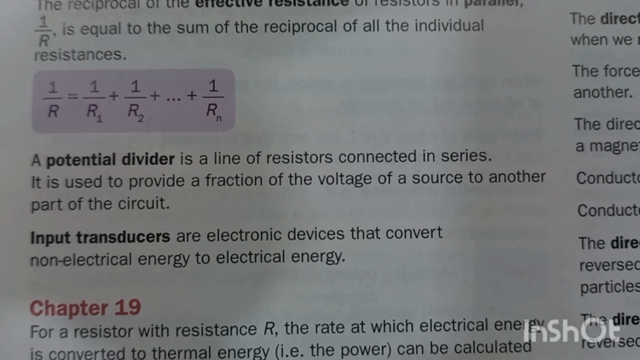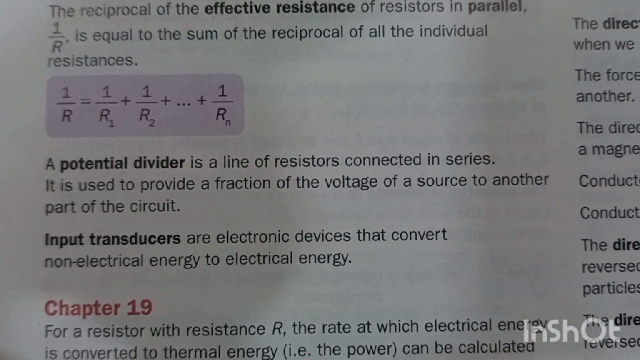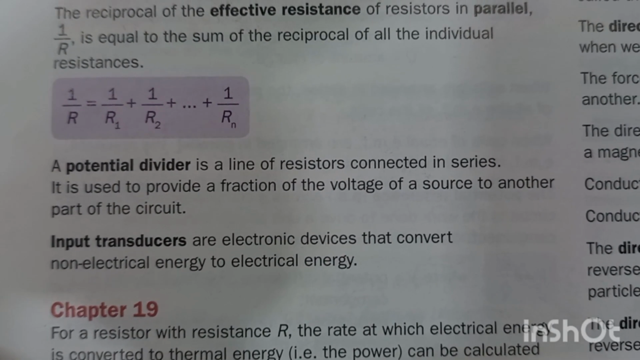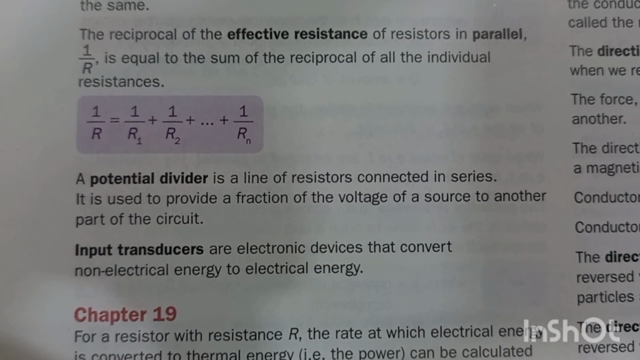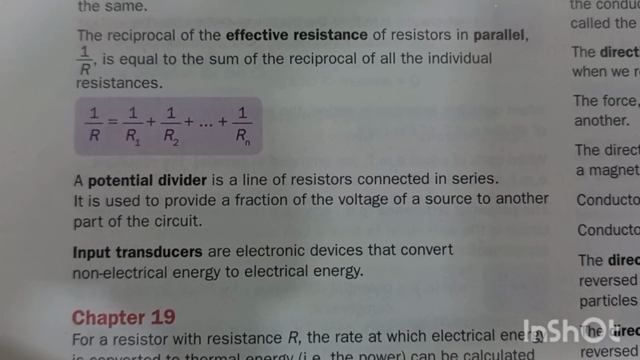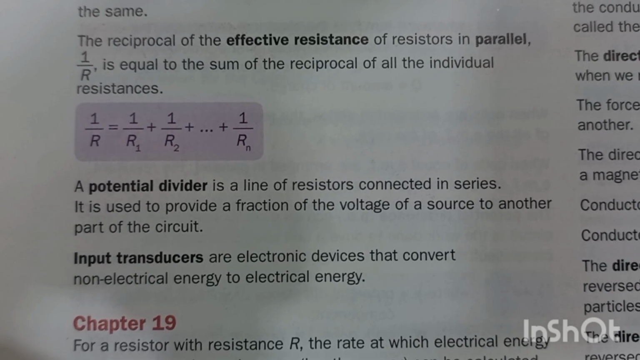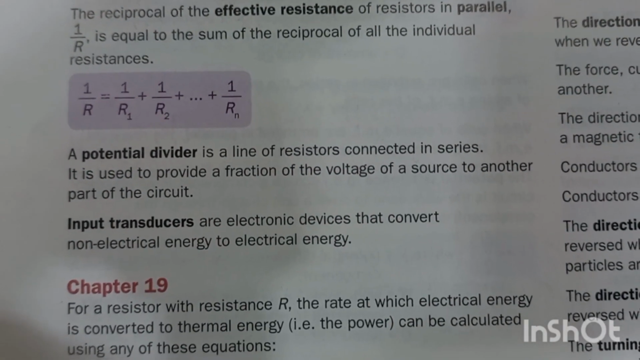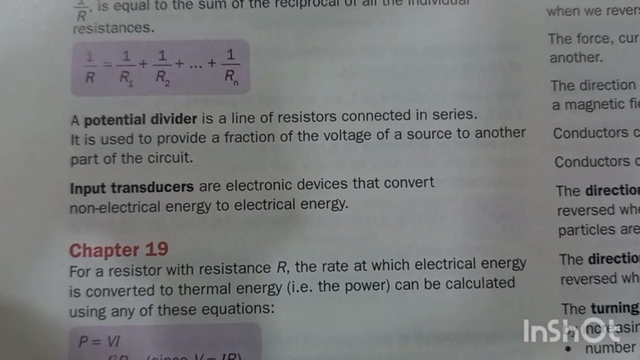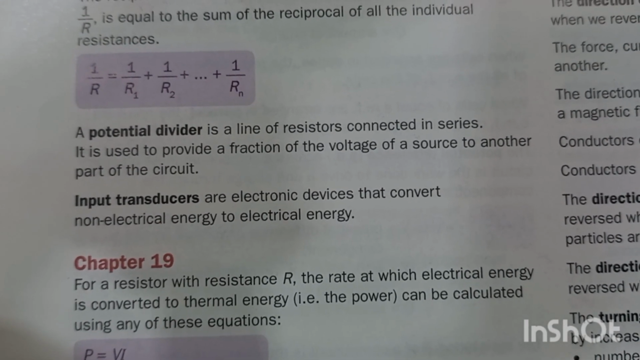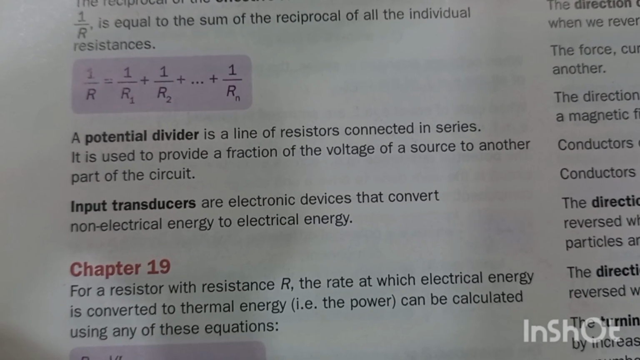The potential divider is a line of resistors connected in series. It is used to provide a fraction of the voltage of a source to another part of the circuit. Input transducers are the electric devices that convert non-electric energy to electric energy.